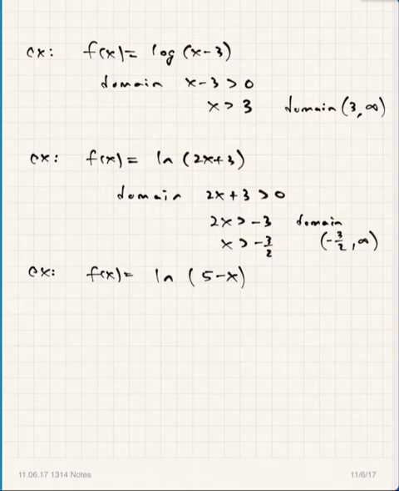So for the domain for this logarithm function, that expression, the 5 minus x, has got to be positive. It can't be 0 or negative. So what do you do? You set it greater than 0 and you solve this for x. Notice on this one, when you solve for x, you multiply both sides by negative 1 and you have to reverse the order symbol. So you get x is less than 5.